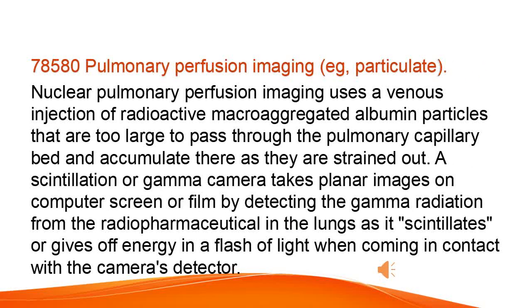Pulmonary perfusion imaging, e.g., particulate. Nuclear pulmonary perfusion imaging uses a venous injection of radioactive macroaggregated albumin particles that are too large to pass through the pulmonary capillary bed and accumulate there as they are strained out. A scintillation or gamma camera takes planar images on computer screen or film by detecting the gamma radiation from the radiopharmaceutical in the lungs as it scintillates or gives off energy in a flash of light when coming in contact with the camera's detector.